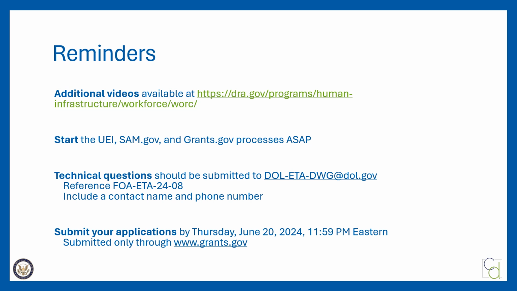Just a few final reminders before we conclude. Additional videos are available at the website you see here. Start the UEI, SAM.gov, and grants.gov processes ASAP. Technical questions should be submitted to the email address here, reference this FOA number, and include a contact name and phone number. And submit your applications by Thursday, June 20th, 2024, 11:59 p.m. Eastern, and they can be submitted only through www.grants.gov.